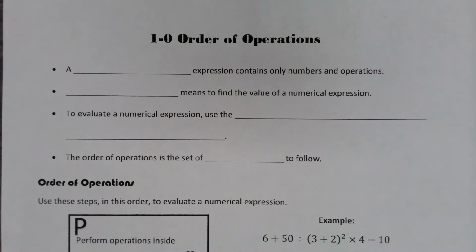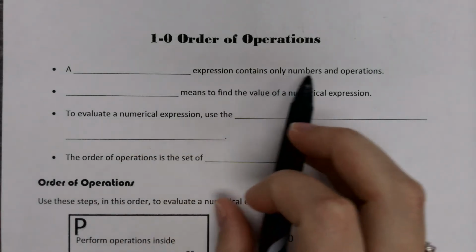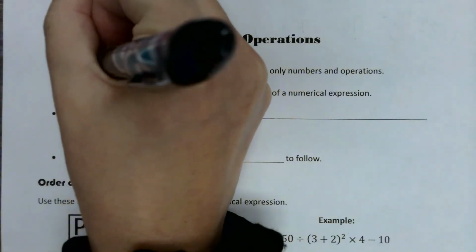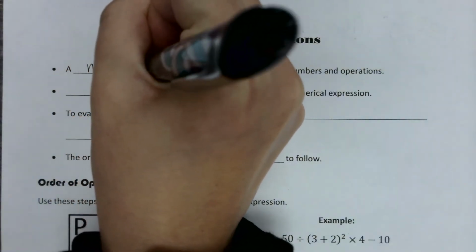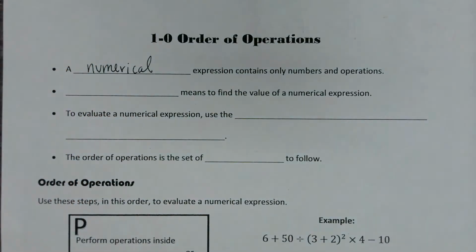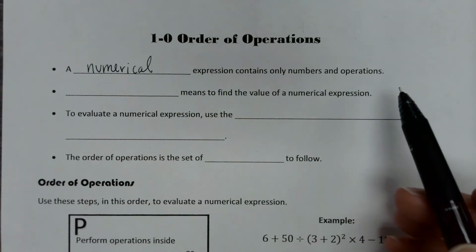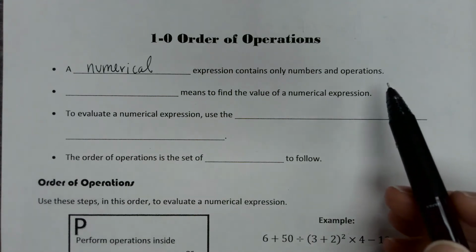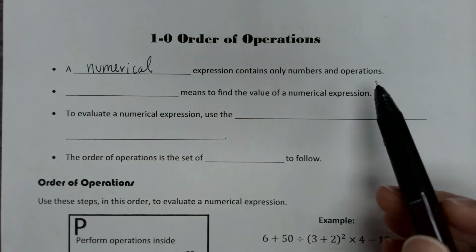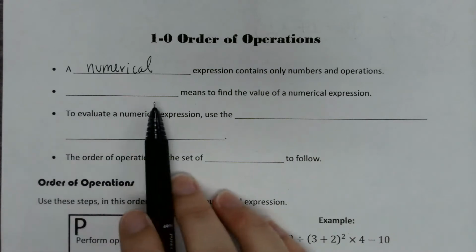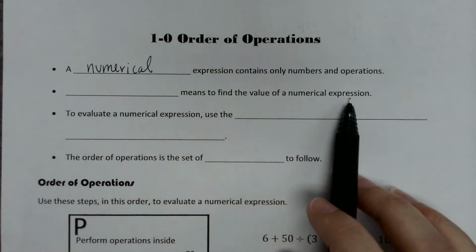All right, so we're going to talk about order of operations. A numerical expression contains only numbers and operations. When I say operations, I mean plus, minus, addition, subtraction, division, multiplication. What does it mean to find the value of a numerical expression?